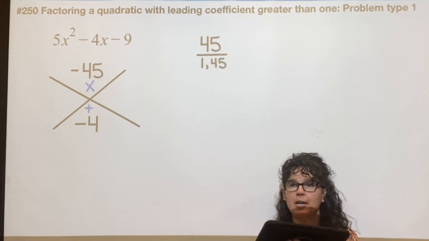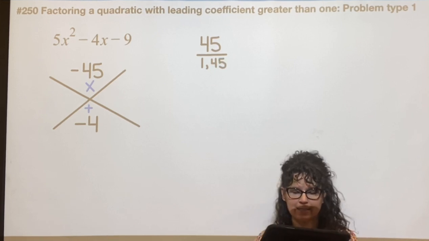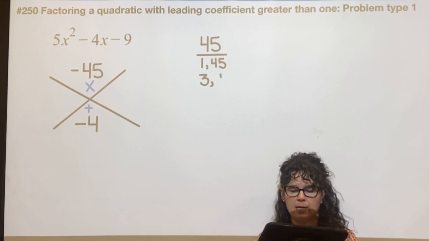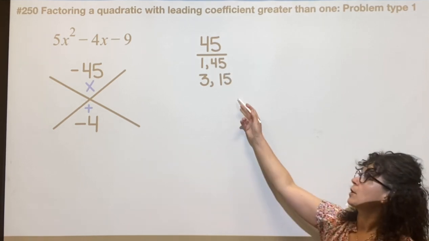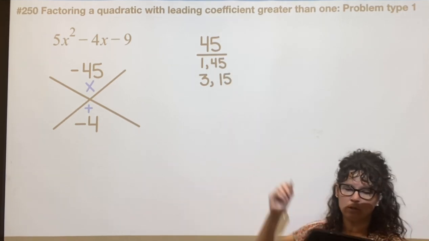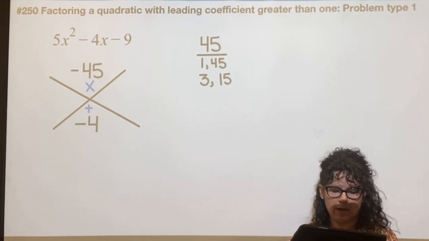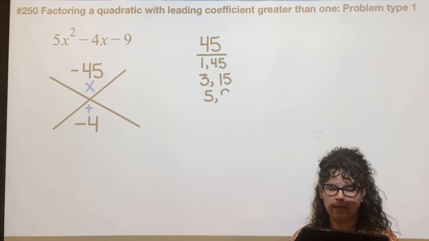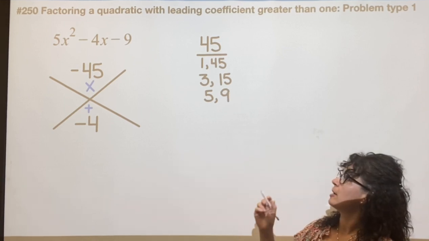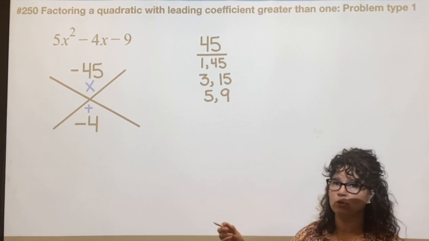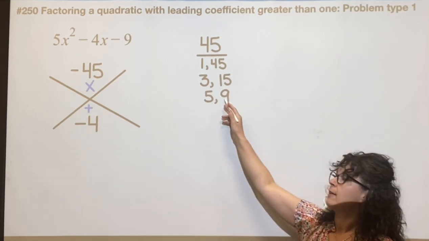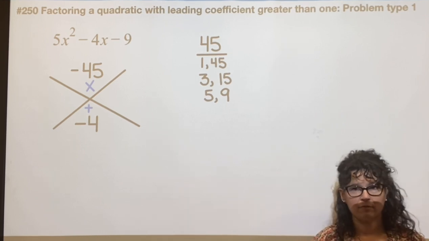Now I could try dividing 45 by 2 and I get a decimal. If I divide 45 by 3, that fits in 15 times. If I divide 45 by 4, I get a decimal. 45 divided by 5, and I get 9. 45 divided by 6, divided by 7, and divided by 8 are decimals, so those don't fit in. And then I'm to 9, so I know I have them all.